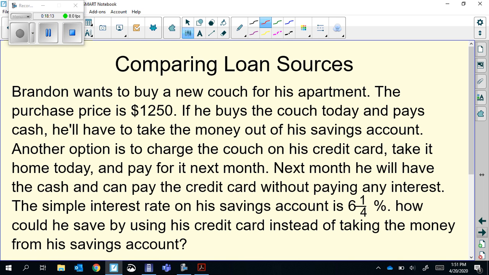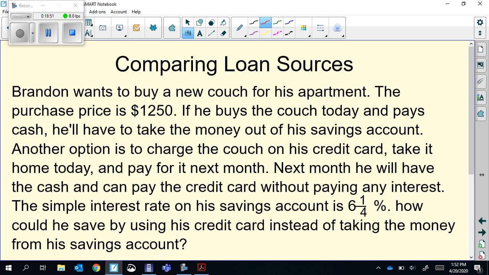The simple interest rate on the savings account is 6 1/4%, 6.25%. How could he save by using his credit card instead of taking the money from his savings account? So this is saying that he's going to be losing out on the interest that his savings account would get. And this is because his credit card will not charge him interest that very first month, which is actually pretty common.